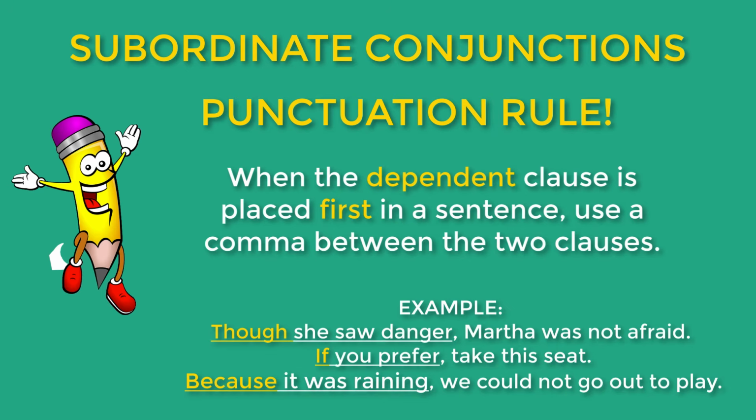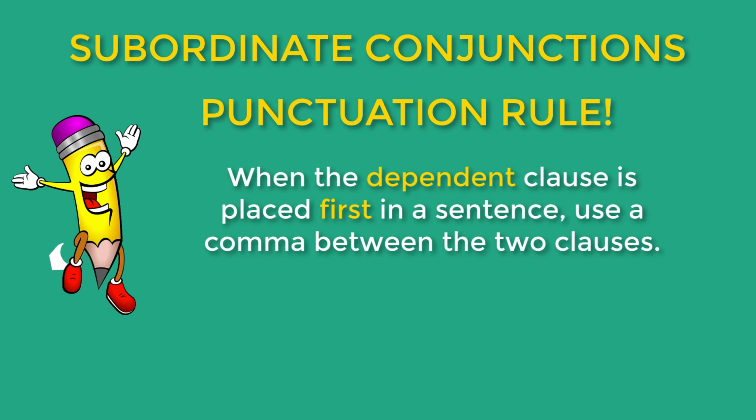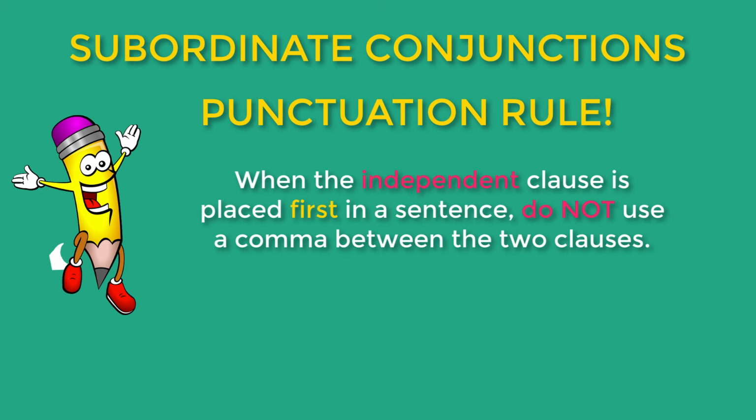In all these examples, the dependent clause is at the beginning of the sentence and the subordinate conjunction is at the beginning of the dependent clause. Let's look at an example of the independent clause placed first and the dependent clause second. In this case, do not separate the two clauses with a comma. Martha was not afraid, though she saw the danger.